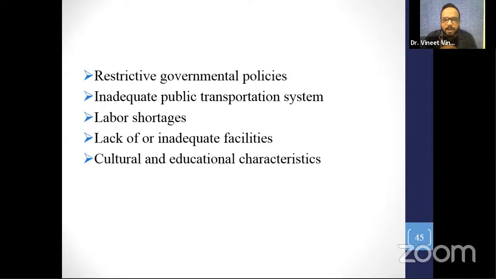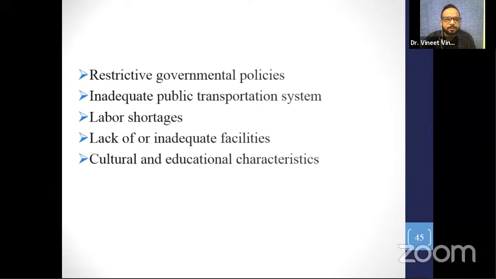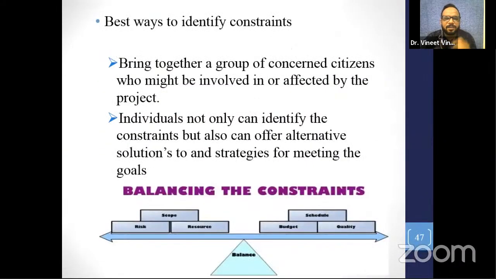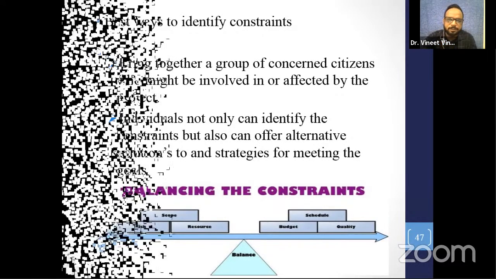You have to explain, you have to convince the participants, you have to convince the head of the institution, head of that particular community or that village. So that is one important barrier which you have to look into when you are conducting a program. Okay. Best way to identify the problem is bring together a group of concerned citizens who might be involved in or affected by the project. Individuals not only can identify the constraint, but also can offer alternate strategies or solutions for meeting the goal.